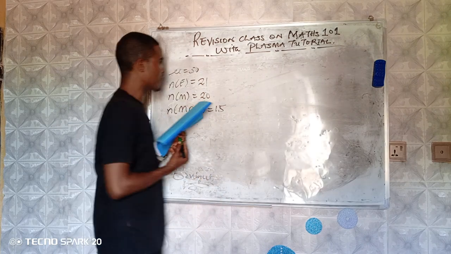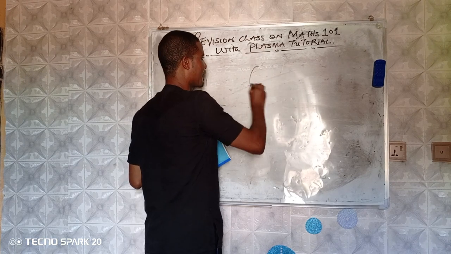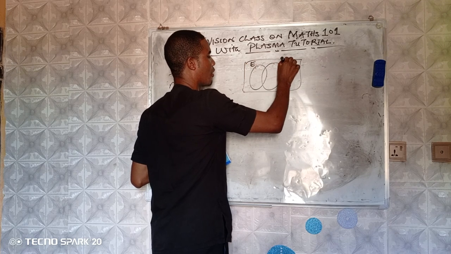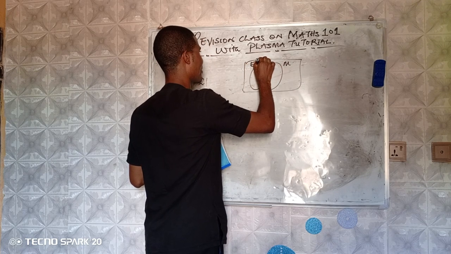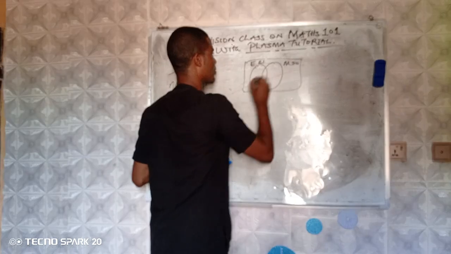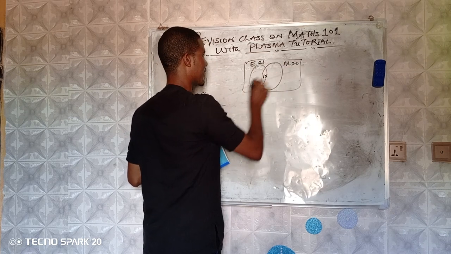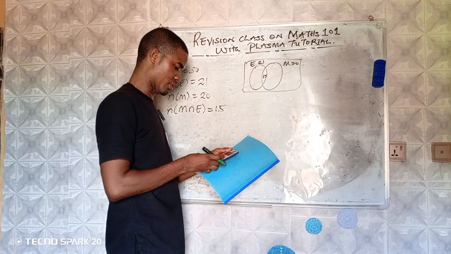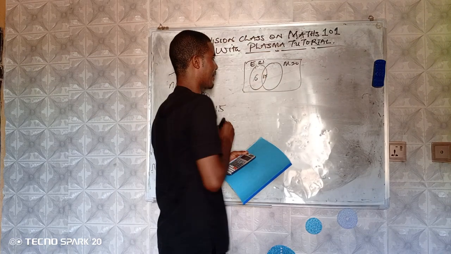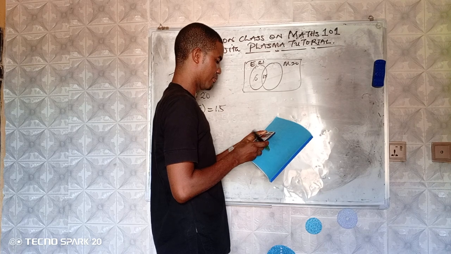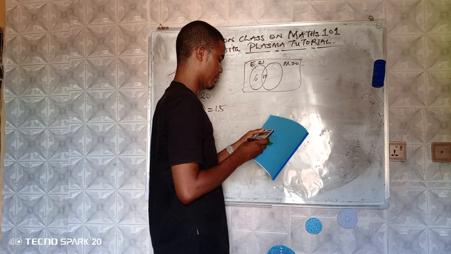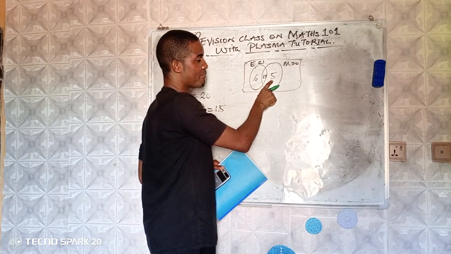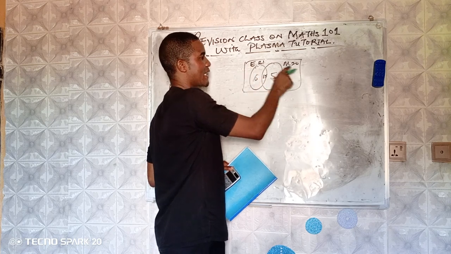So, if you calculate that very well, you have your circles, you have your English, you have your maths. Remember, you are going to write 21 here, 20 here, but here you are going to write 15. So you do 21 minus 15, which is going to give me 6 here. I do 20 minus 15, which is going to give me 5 here. It means 6 people like English only, 5 people like maths only, and 15 people like both English and maths.